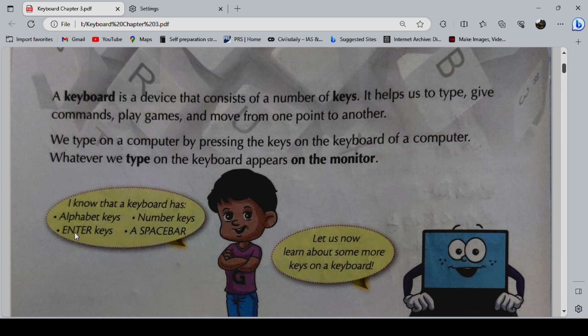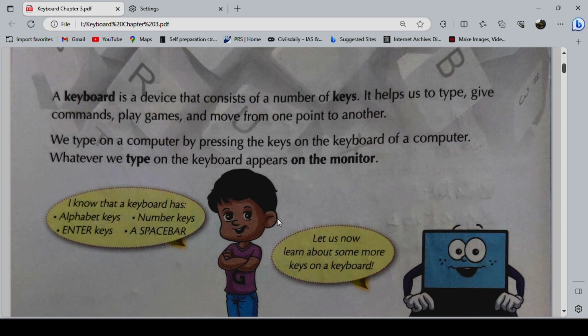Okay, so we already have learned a little bit about keyboard in the previous chapter, wherein we saw that a keyboard consists of alphabet keys. There are alphabet keys in the keyboard like A, B, C, D, right? There are number keys from 0 to 9. There are two enter keys. We have a space bar, we have backspace key, and some more keys. We have already learned a little bit about the keys on keyboard. Let's now learn about some more keys on the keyboard.